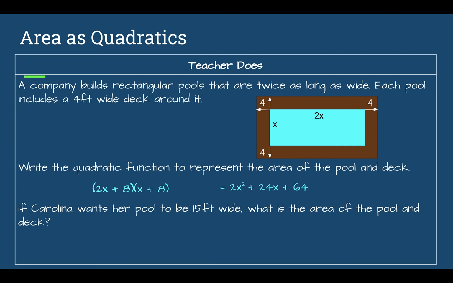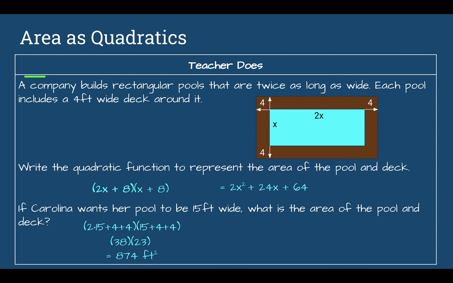One way we can do this is, now that we know that she wants her pool to be 15 feet wide, we can just plug in 15 for x and multiply it out. So 2 times 15 plus 4 plus 4 times 15 plus 4 plus 4. Essentially, the pool and the deck would be 38 feet long and 23 feet wide. We can multiply that out and get 874.